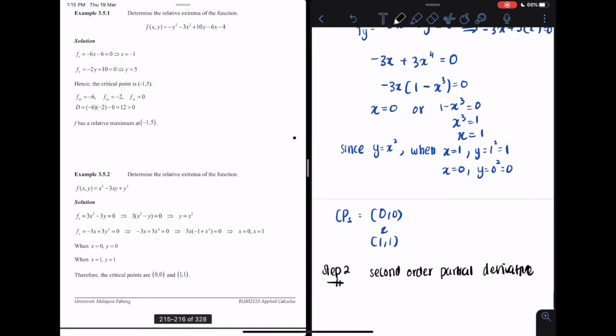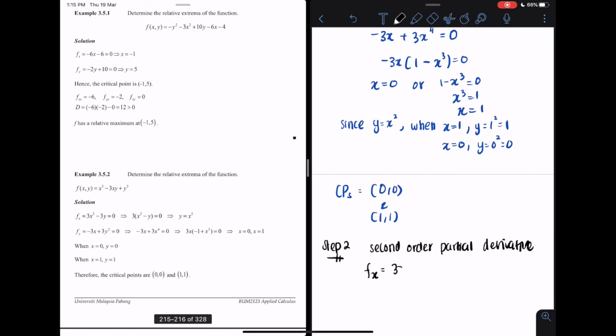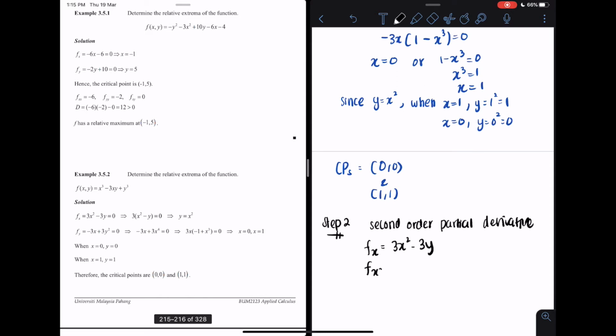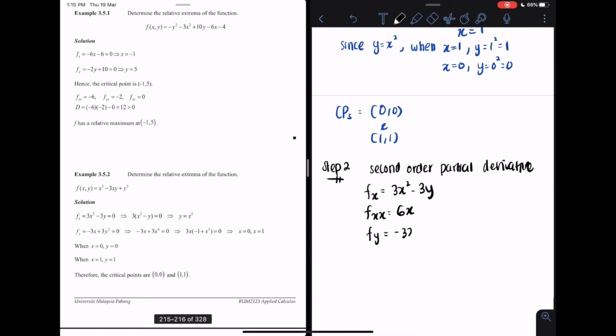In this case, okay, fx is equal to 3x squared minus 3y, fxx equal to 6x, fy equal to negative 3x plus 3y squared, fyy equal to 6y, fxy equal to fyx equal to 0.